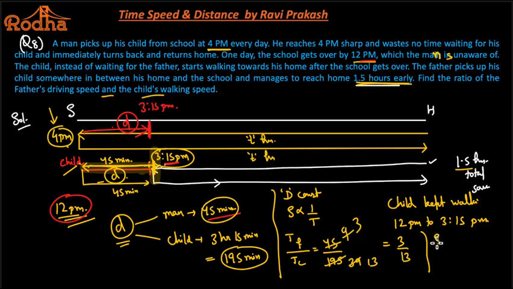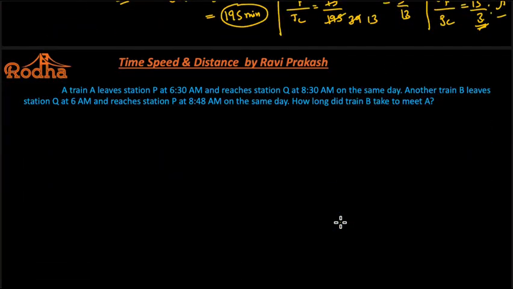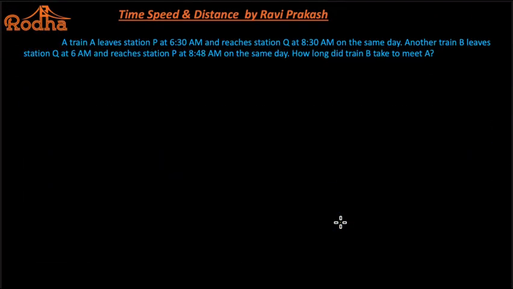That means what will be the ratio of speed of father to speed of child? That should be 13/3. That should be the answer, because distance is constant, so speed is inverse to time. The time ratio is 3/13, so the speed ratio is 13/3, just reverse, right? So that should be the answer for this beautiful question. I hope all of you got this. Okay, let's move to question 9 here. See how you approach this kind of question.